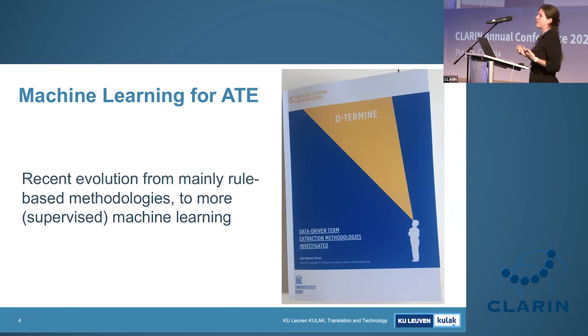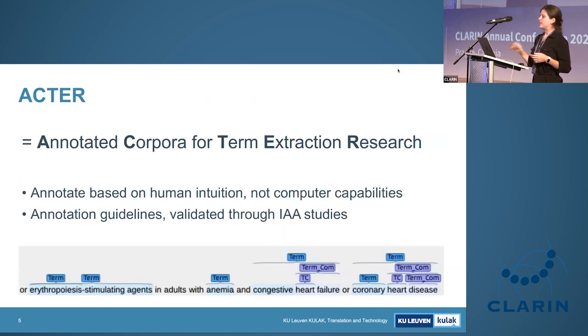Now, to do all of this, I, of course, needed data to learn from, because these were supervised machine learning approaches, which meant that I spent a whole lot of my PhD annotating. And anyone who's ever annotated knows that maybe it's not always seen as the most interesting task, but it does teach you a lot about your data. And it also gives you something to present here at Clarin. So ACTER stands for Annotated Corpora for Term Extraction Research. Just to be clear, corpora here I just mean collections of text. We'll talk more about this in the next slides as well.